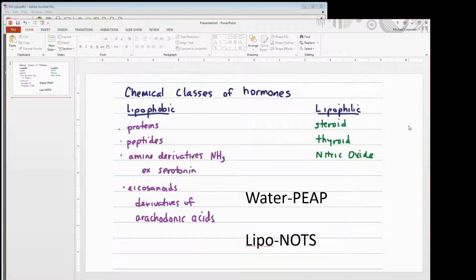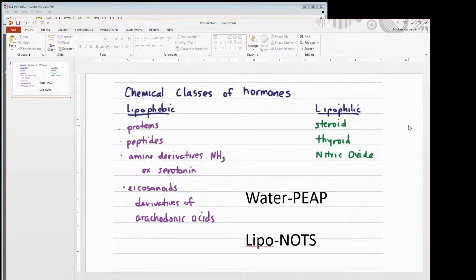We like water. We're water soluble because we're polar. So proteins are usually polar. Peptides usually polar. Amine derivatives like serotonin, polar. Eicosanoids, polar. All these are water loving. Which brings me to a little saying I started, which was water peeps and liponauts.